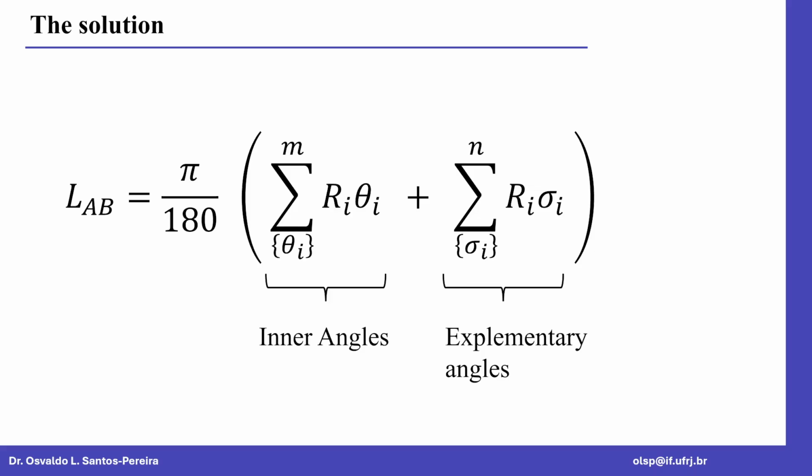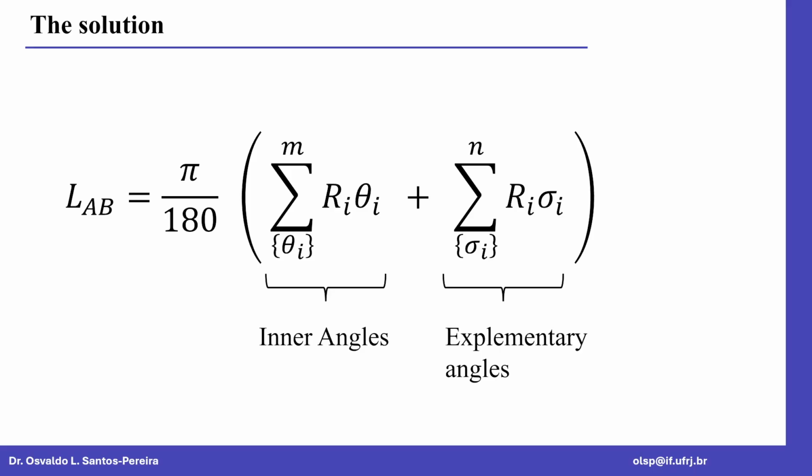We now arrive at the central formula that will be used to solve the problem. The quantity L sub AB represents the total length of the bold curve connecting points A and B in the original figure shown at the beginning of the video. This total length is obtained by summing the arc lengths of all circumference segments that form the path. The formula separates the calculation into two contributions.